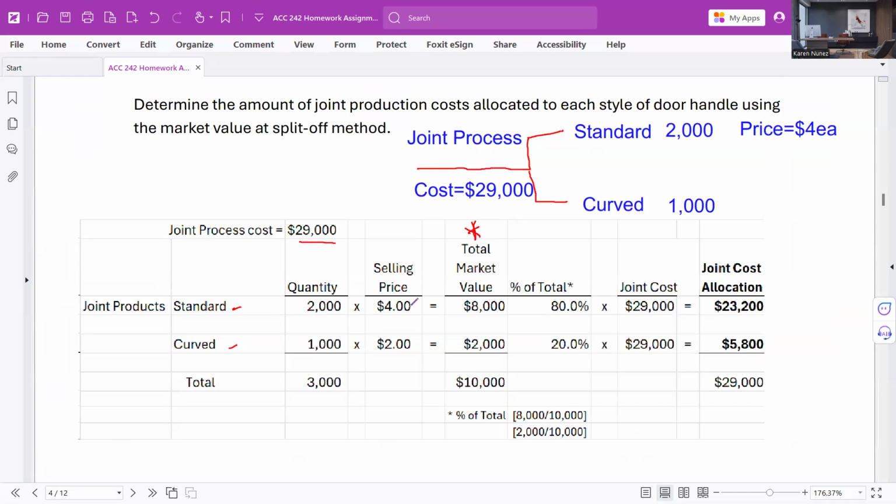So the standard product would yield a market value of $8,000, 2,000 units at $4. The curved is 1,000 units at $2, $2,000. So the total market value is $10,000. So 8,000 divided by 10,000 is 80%, right? 8,000 divided by 10,000.